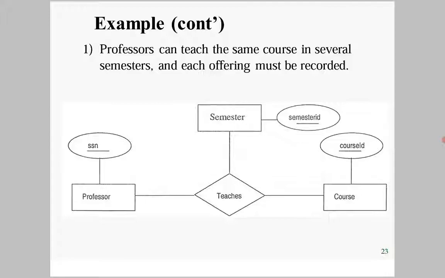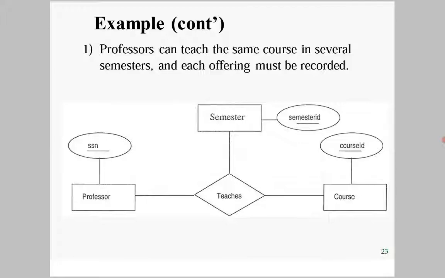By connecting these three entities, we may create a relationship called teaches. What is the meaning of this diagram? Generally, a professor teaches some lectures or some courses in each and every semester. So this is the simple or basic diagram of the university example. It is called a context level diagram.